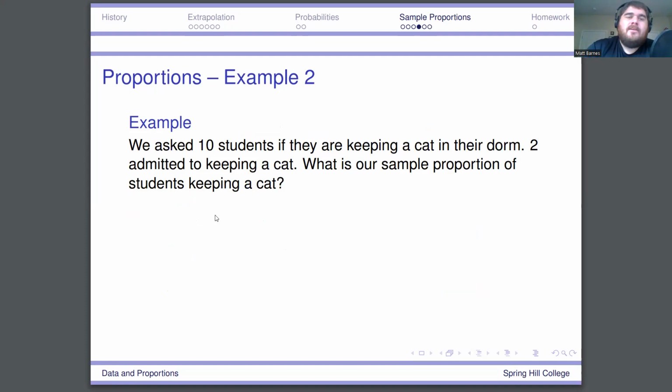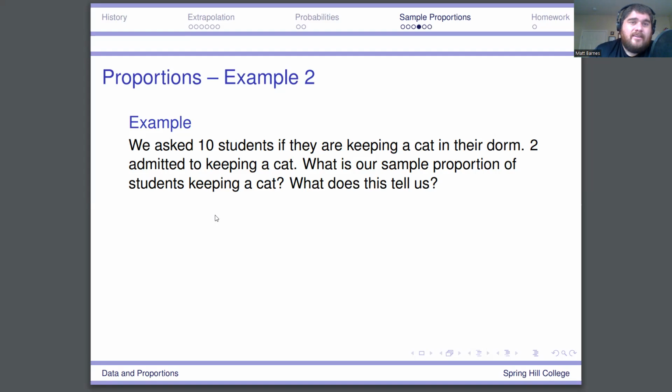All right, here's another example. We asked 10 students if they're keeping a cat in their dorm room. 2 of them admitted to keeping a cat. What is our sample proportion of students keeping a cat? Well, 2 of them admitted to keeping a cat. 10 of them we asked total, so 2 over 10, that's 1/5, or that's 20%. So our sample proportion is 20%, 0.2, 1/5. Again, the form doesn't matter too much as long as we get the right idea there.